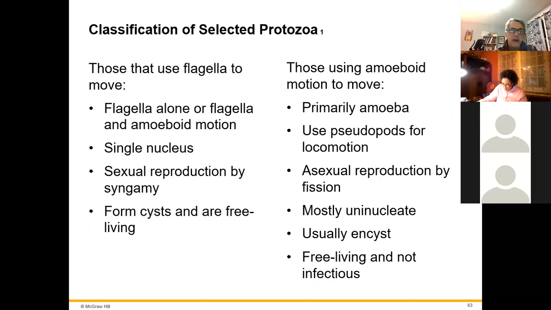So protozoans can have a single flagellum or various flagella. They have a single nucleus, with sexual reproduction by syngamy. They can form cysts or they are free living. Those using amoeba motion, which is the pseudopods, have asexual reproduction by fission, usually unicellular.